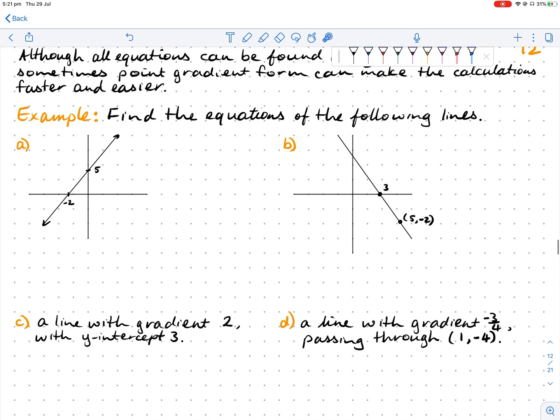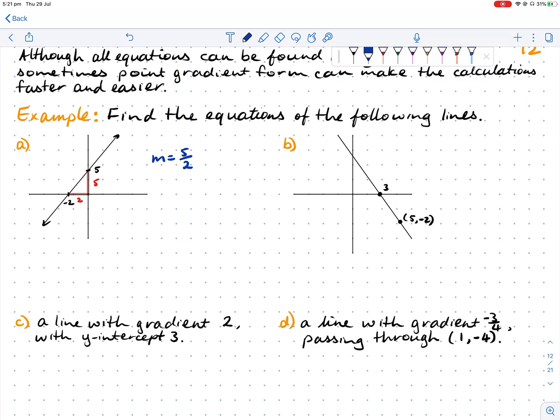So let's have a look at these examples here. So the first one, we want to find the equation of the following lines. So in order to start this, for each of these, we want to first work out what the gradient is. So in our first diagram, we want to draw out a right-angled triangle, and then we need to work out the gradient of that. So the horizontal is 2, the vertical is 5. So when I'm looking for the gradient, it's rise over run. We can see it's going upwards from left to right, so it's a positive 5 over 2.